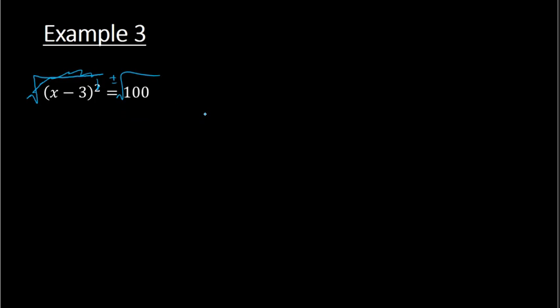And then on the right side, I have a positive or negative square root of 100. Well, the square root of 100 is 10. So I have x minus 3 on the left, and then a positive or negative 10.